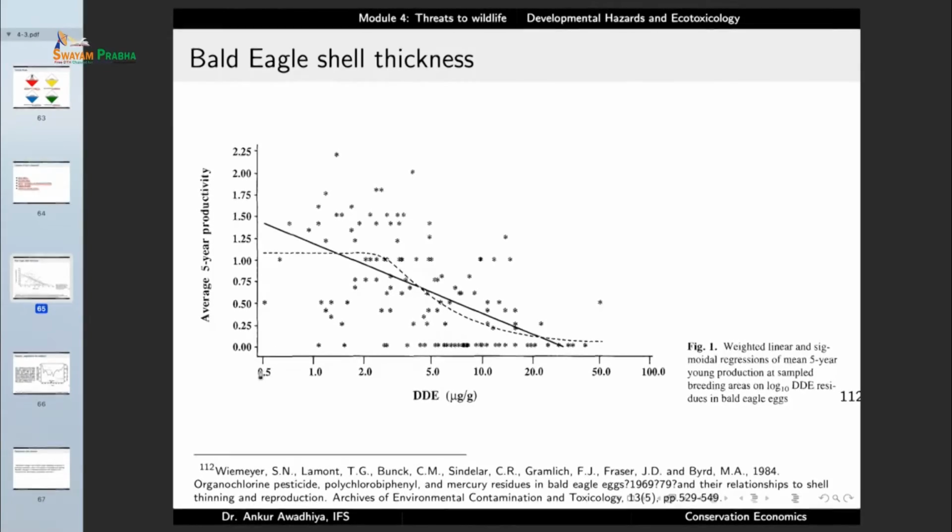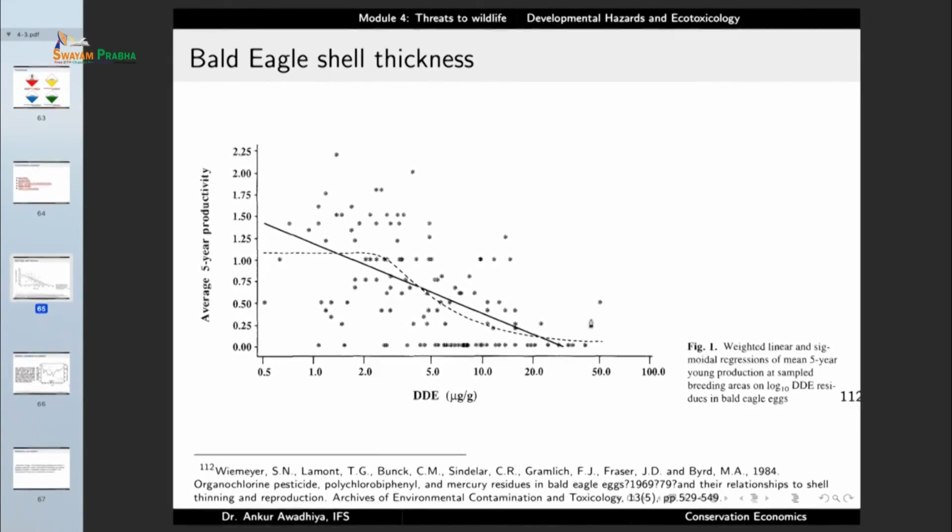And here we can observe that if the concentration of DDE is less than or equal to 2 microgram per gram, then there is hardly any change in the average 5-year productivity of these birds. If the concentration of DDE is greater than 20 microgram per gram in the egg, then we observe that the average 5-year productivity is very low.